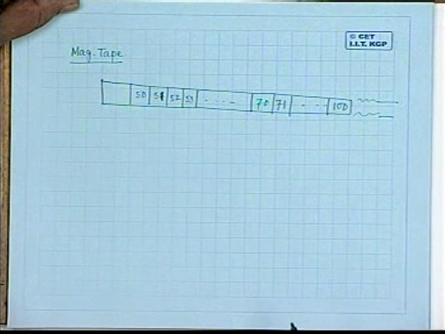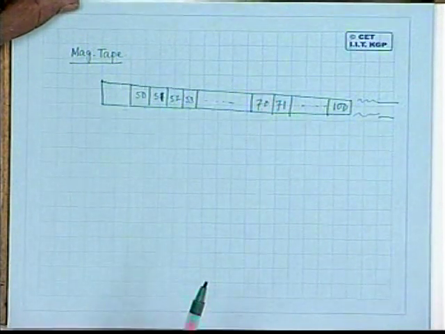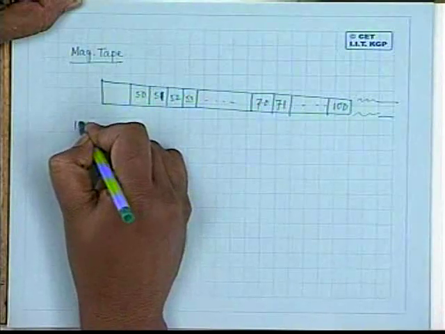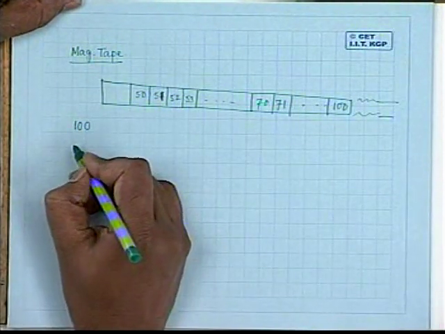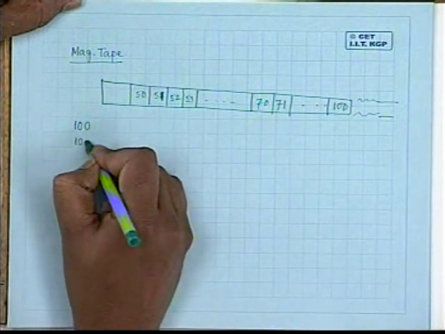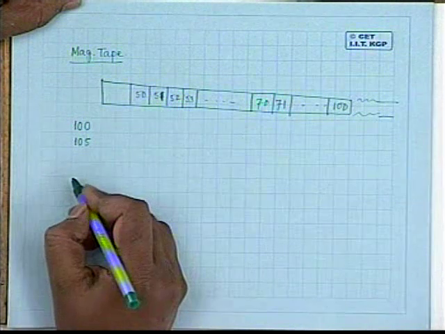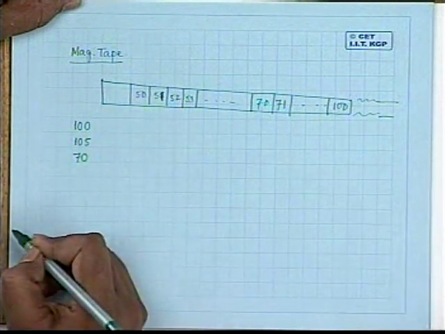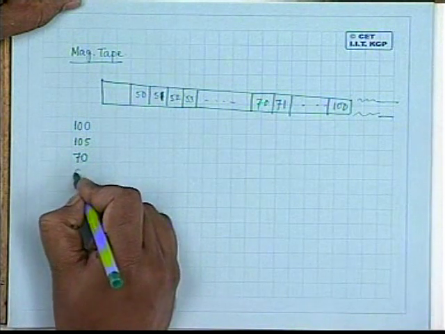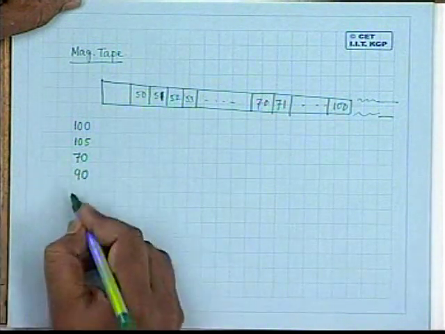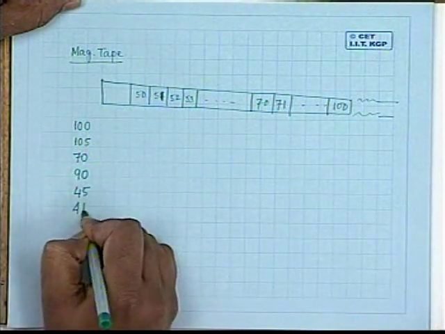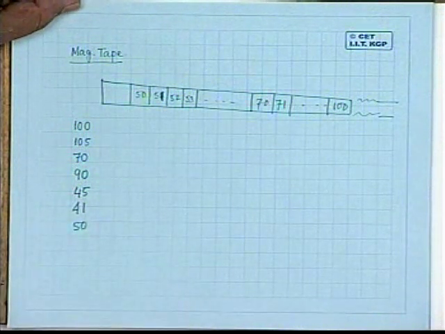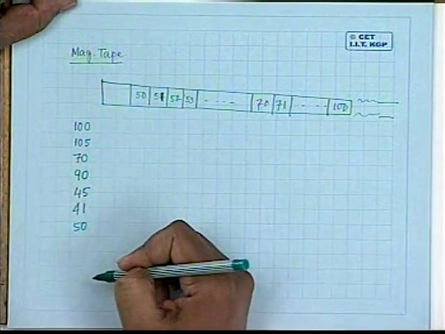These are the records. Now different user programs or applications put in requests like this: some application has put a request for read of record number 100. Then another application has put a request for reading, say, record number 105. Another application has put the read operation on record number 70. Another has put read on record number, say, 90. Another application has put read for record number 45, then say 41, then say 50, like this. And this is the order sequence in which all these requests arrive.